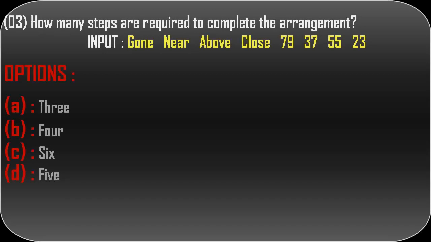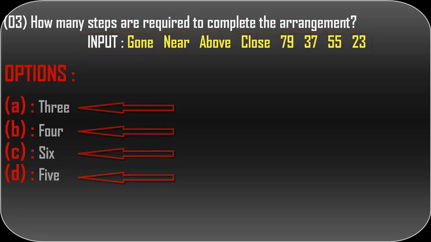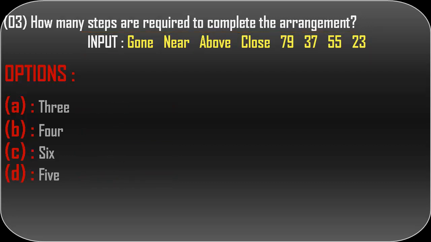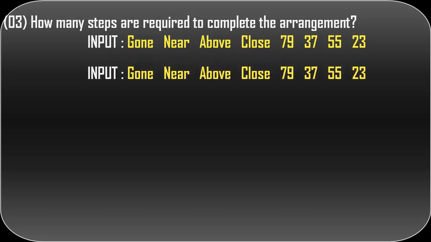The next question says, how many steps are required to complete the arrangement? And the input is given as this. Again, 4 options are given and we need to find out which one is the correct one. In order to find the number of steps required to complete the arrangement for the given input, we need to find each step. If you go by the pattern for step 1, find the highest word according to alphabetical order from the bunch of words from input, and that is near.